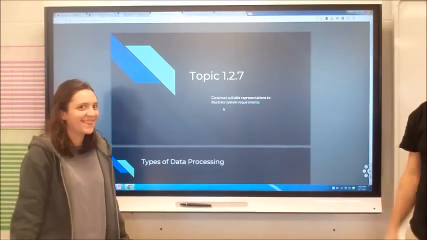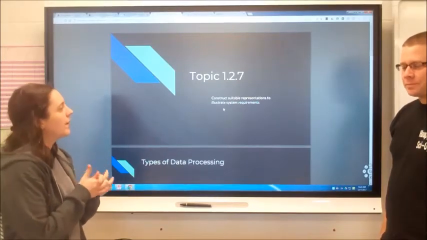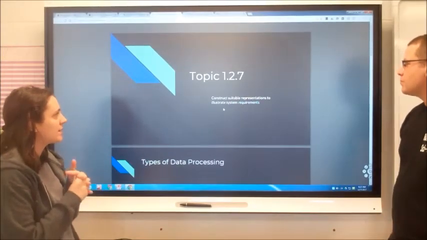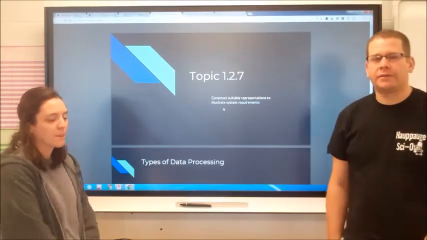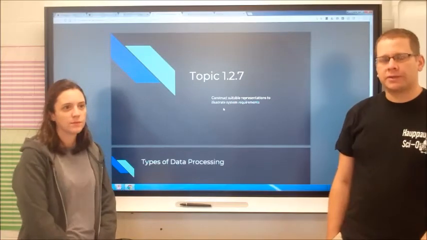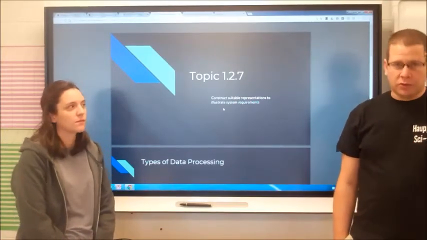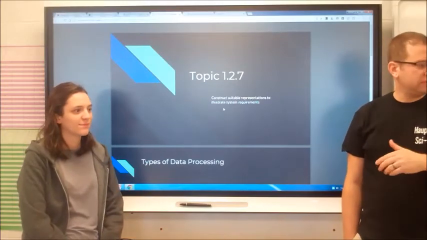Welcome back to Comp Sci, and today we are going to go through topic 1.2.7, which is constructing suitable representations to illustrate system requirements. A lot of this topic is about drawing diagrams and knowing the symbols for the diagrams. So we do have the handout here which shows you a couple examples.